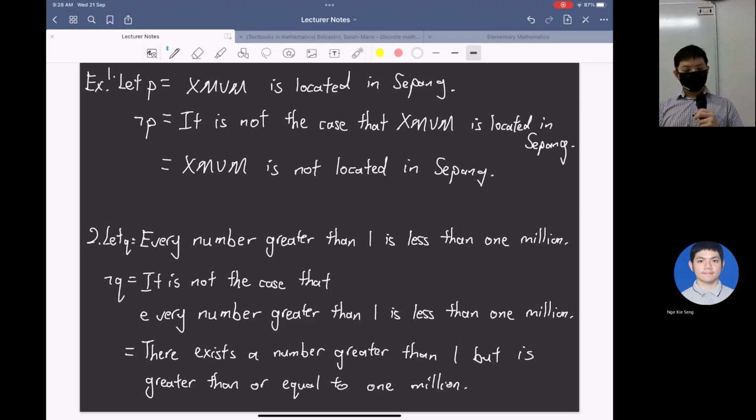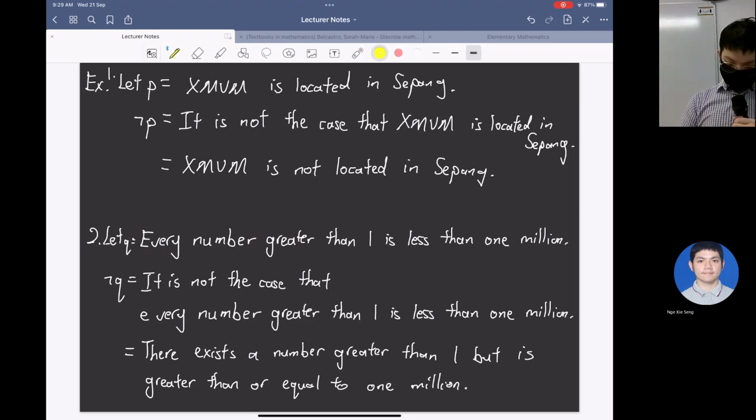Okay, this is called the quantifier, and we will touch on it in the later weeks. Maybe next week we'll come back to this kind of example again. Any question? No question. Okay, next.